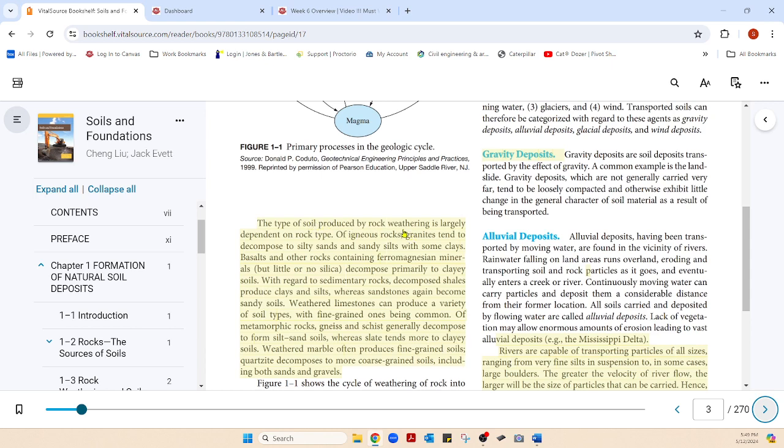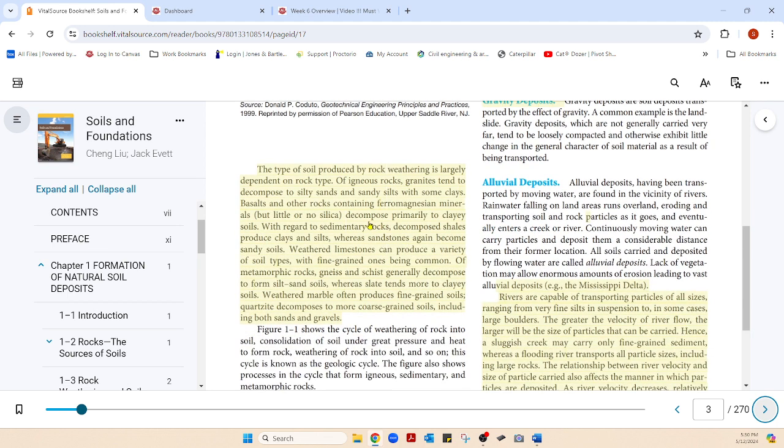The type of soil produced by rock weathering is largely dependent on the rock type. Of igneous rocks, granites tend to decompose to silty sands and clays. Okay, now we know that the type of soil produced by rock weathering is largely dependent on the rock type. So the igneous rocks, like granite, tend to decompose, produce silty sands and sandy silts with some clays. If you tell me that, I'm good to go. That's what type of soil comes from igneous rocks.